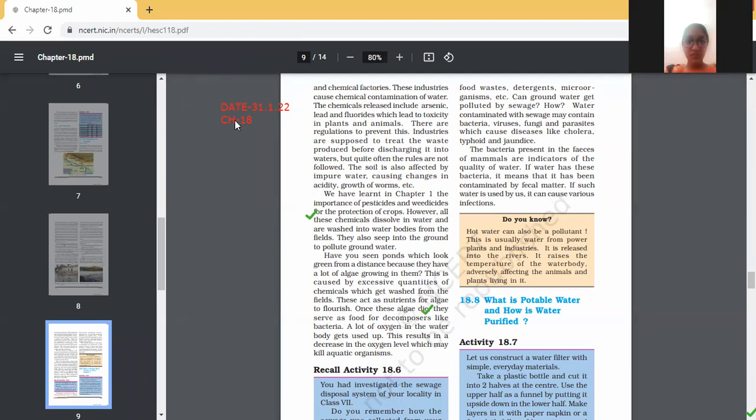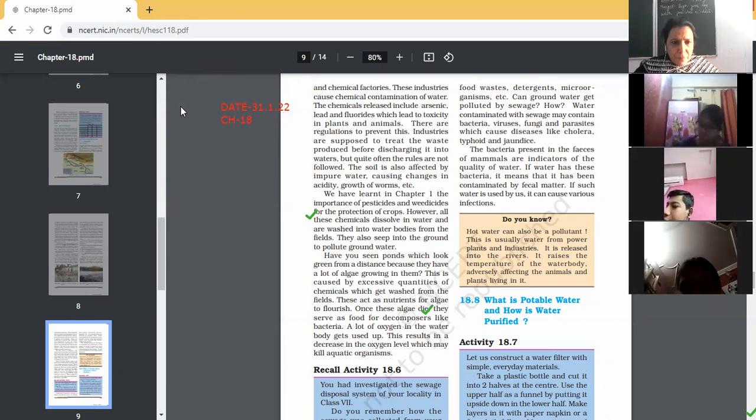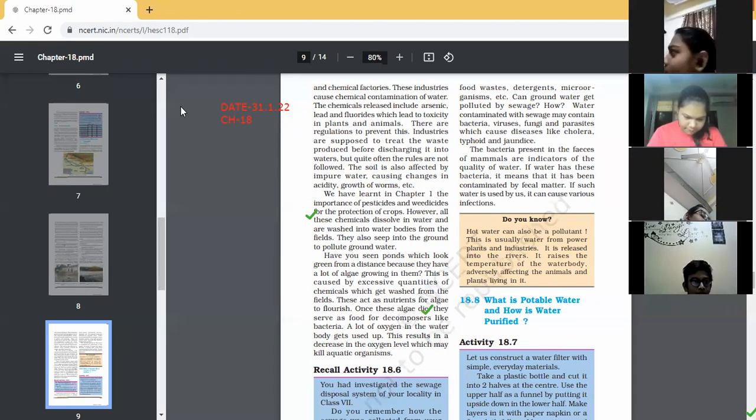The bacteria present in the feces of mammals are indicators of the quality of water. If water has these bacteria, it means that it has been contaminated by fecal matter. If such water is used by us, it can cause various infections. Infections are caused if we are using dirty water. If we use water which contains bacteria, we will become infected and diseases may be caused. And do you know, it's a very, very important question.